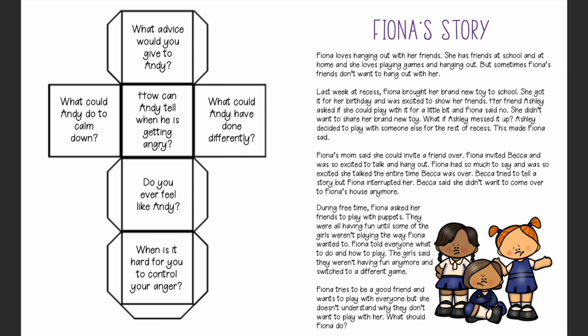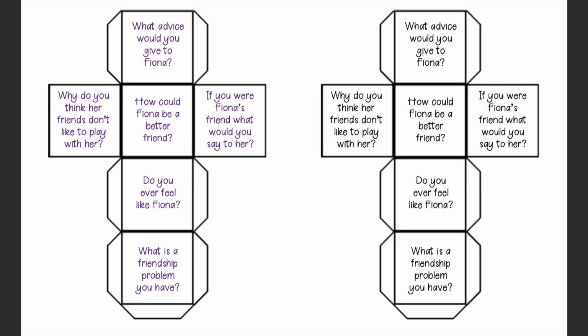She is struggling with friendship. What I want you to notice here is that there are 6 questions. 3 of the questions are a direct analysis of the story, like a comprehension type question. For example, why do you think her friends don't like to play with her? How could she be a better friend? Or what advice would you give to Fiona?